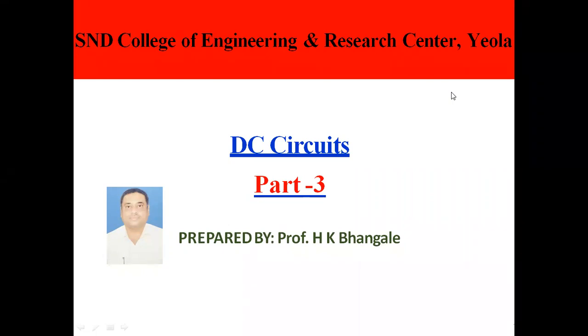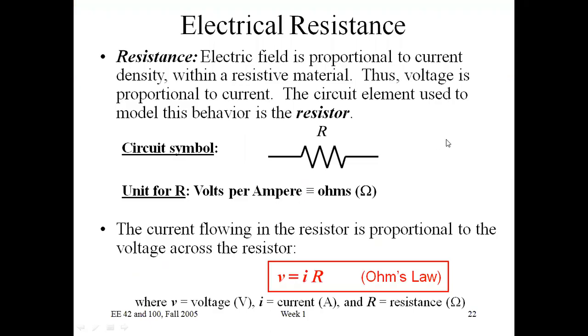We are discussing DC circuits, which is a topic from Basic Electrical Engineering. Today, we'll discuss electrical resistance. Now, resistance, as we always know, is the property of the material which opposes the flow of the current. The electric field is proportional to current density within a resistive material. Thus, voltage is proportional to current. The circuit element used to model this behavior is a resistor.